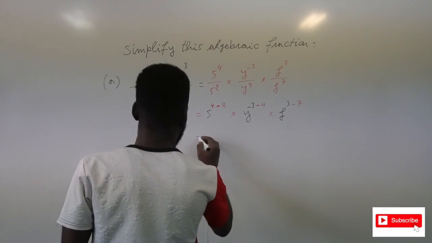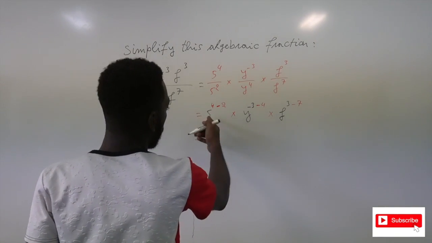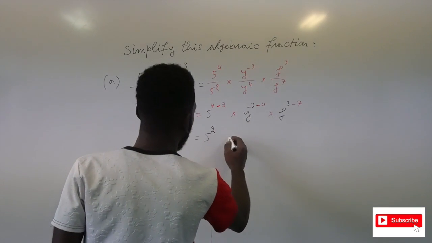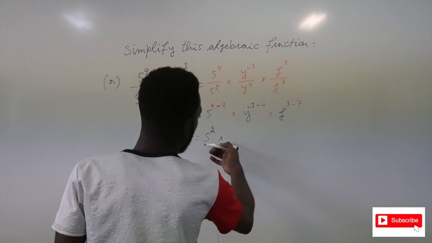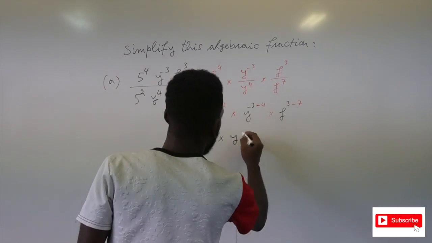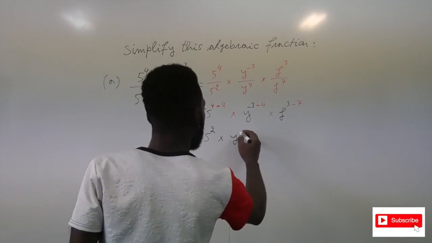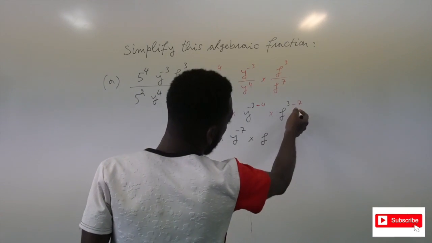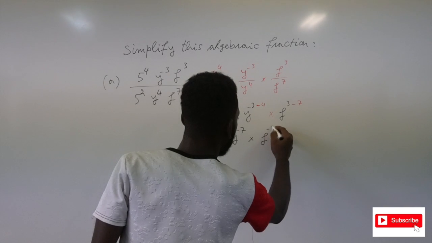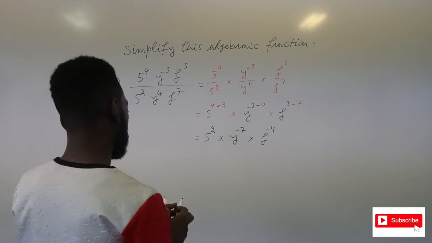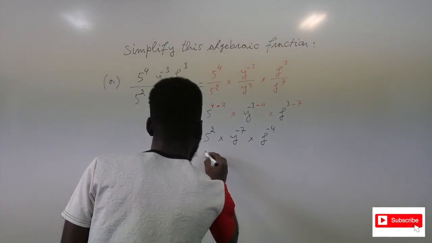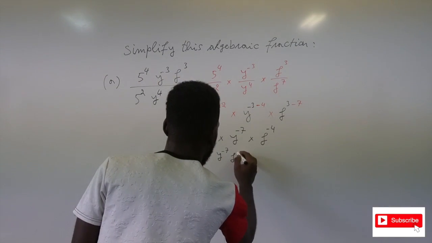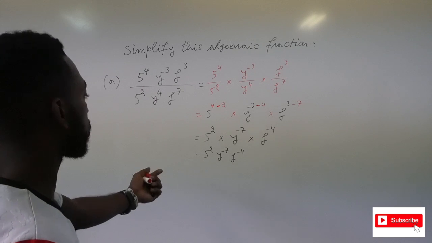Alright, so my third line will be, now just evaluate this. So 5 to the power of 4 minus 2 is just positive 2, times, you don't really need the times, but you could put them if you want to. Here we have negative 3 minus 4 is negative 7, and times f to the power of 3 minus 7 is just negative 4. Right? This could also be written as 5 squared y to the negative 7 f to the power of negative 4. But this could be the answer.